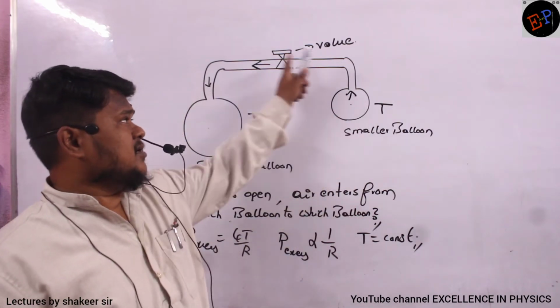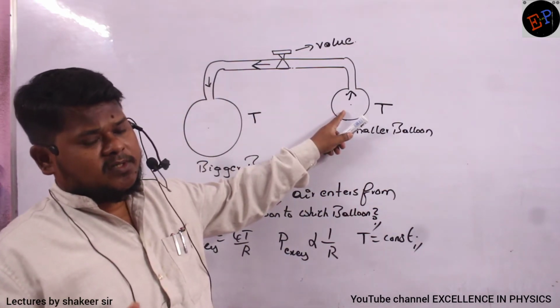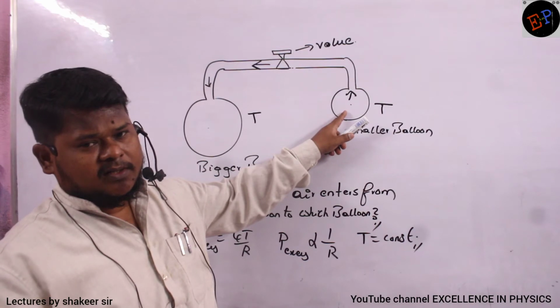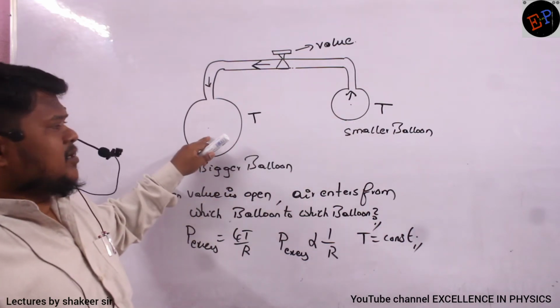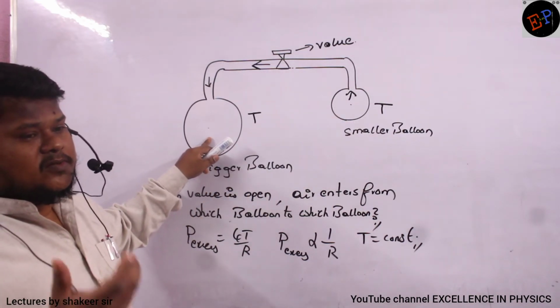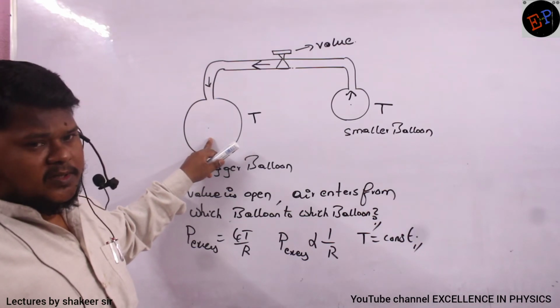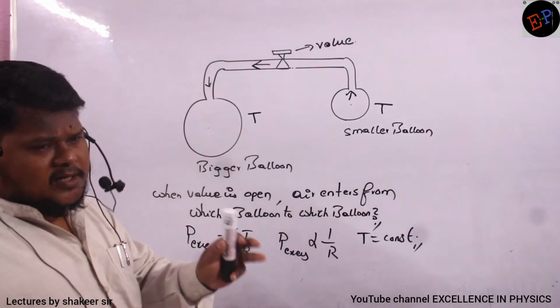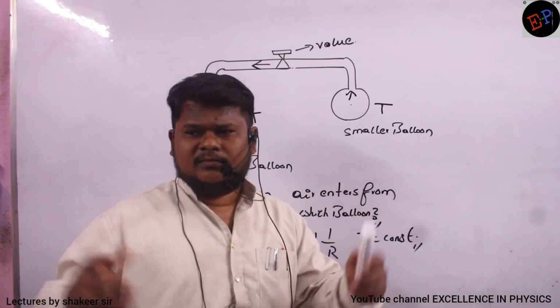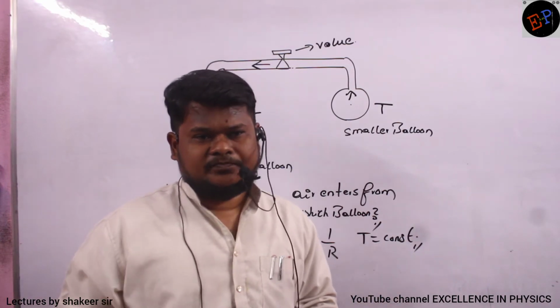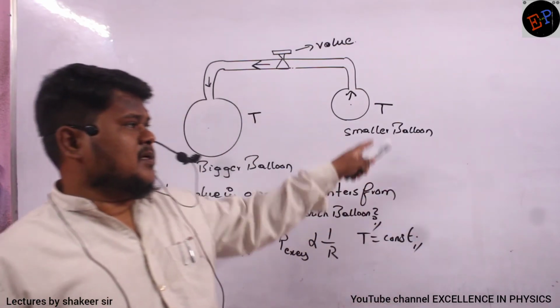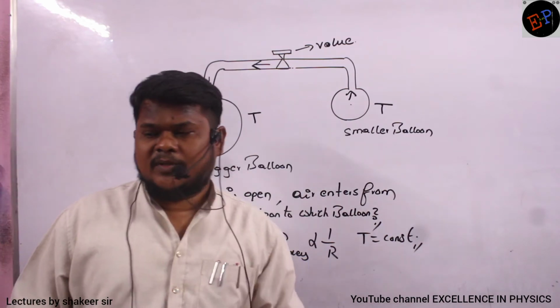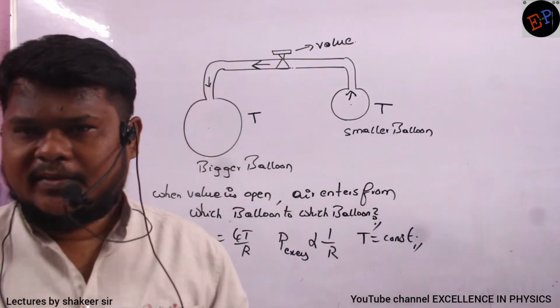So here, as air flows, the number of air molecules reduces, so pressure automatically reduces. Here the number of air molecules increases, so pressure also will increase. Are you able to understand? So there will be a condition of equilibrium where pressure in both of them remains the same. Until that condition, air continues to flow from the smaller balloon to the bigger balloon. That is the meaning of it.